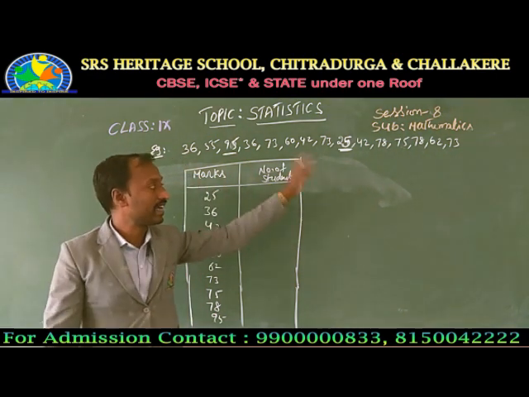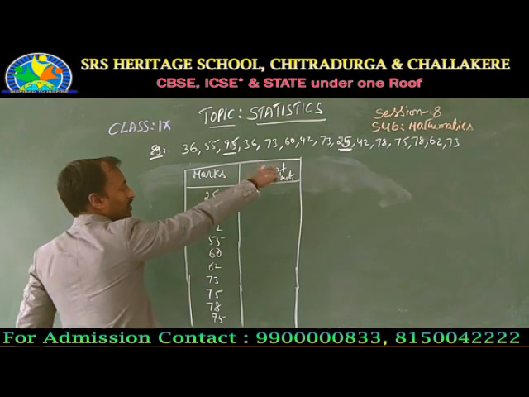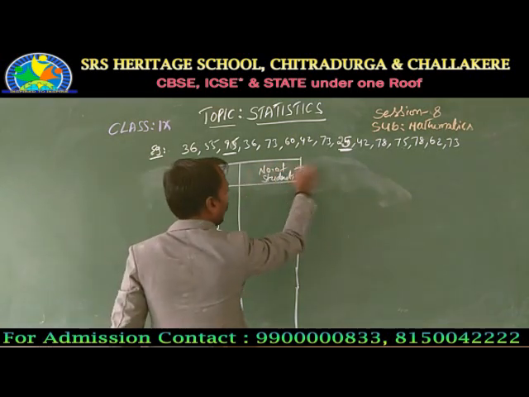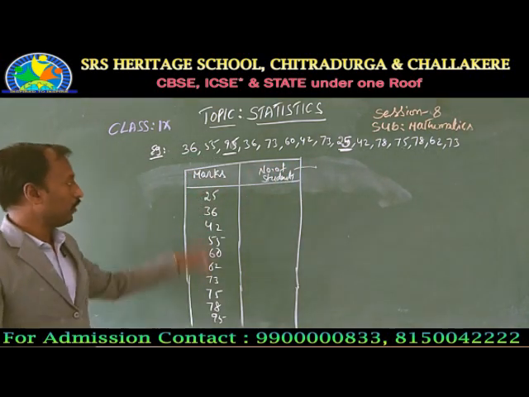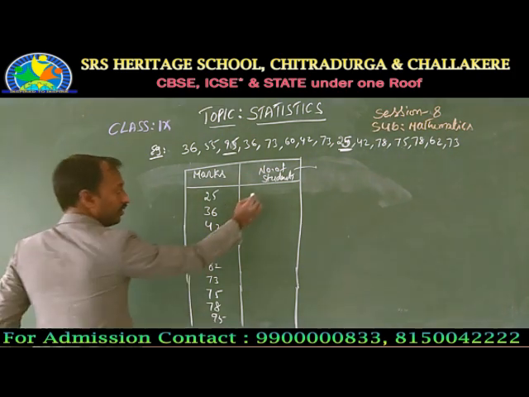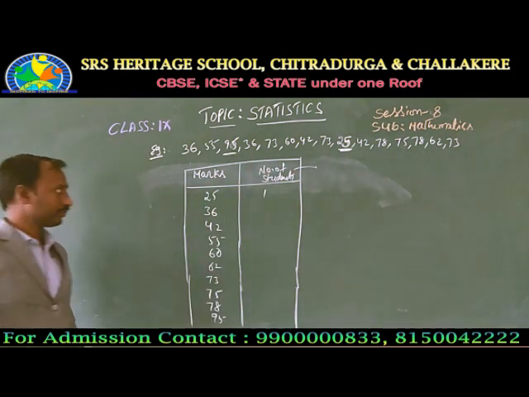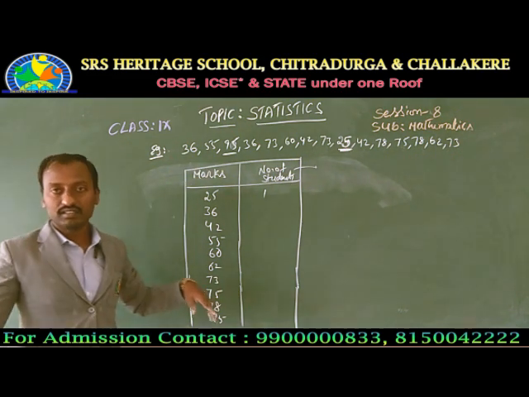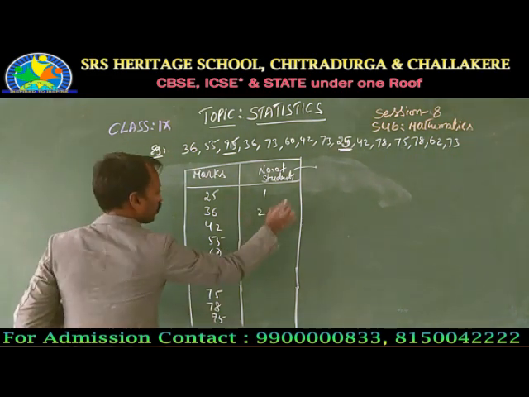In this raw data, that is called frequency. Number of students is nothing but frequency. So how many students scored 25? Only one student is there. Like 36, there are 2 students.